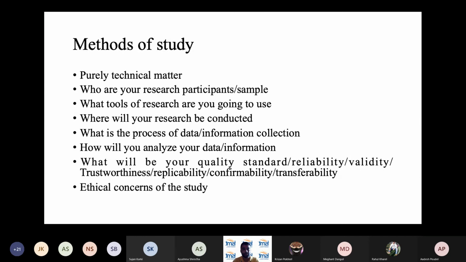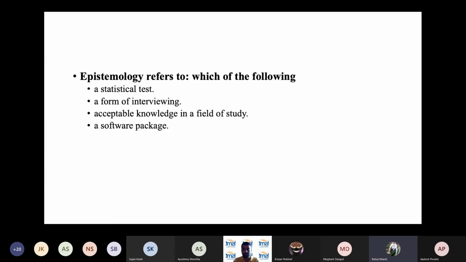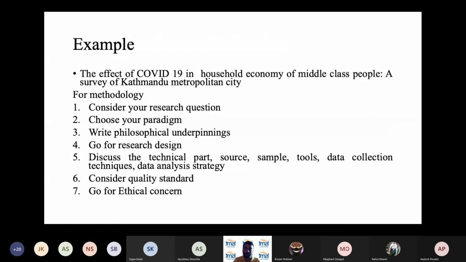Did you take the image of this part? Image? Yes. Yes, sir. Okay. So now you can write the methodology. You can start the methodology chapter.